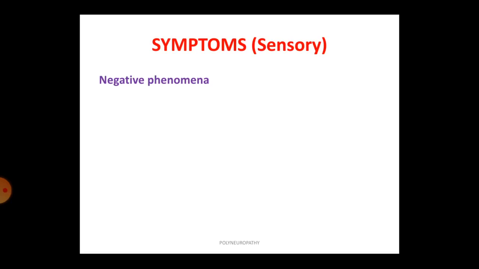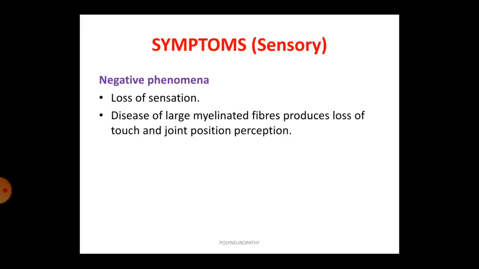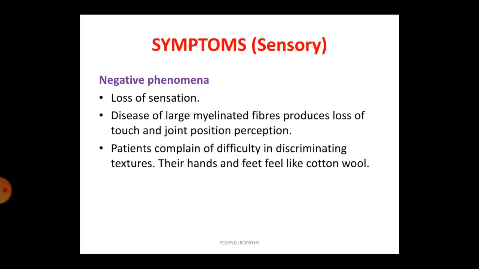Now, which are these negative phenomena? Loss of sensation. Definitely our nervous system is responsible for giving sensation, so if there is damage to our nervous system, the patient will have hypoesthesia, and in severe cases the patient may develop anesthesia also. Now, whenever the disease is of large myelinated fibers, there will be loss of touch and joint position perception, and patients may complain of difficulty discriminating texture with closed eyes. Whenever you put silky or rough material into the patient's hand, it will be difficult for the patient to feel the exact texture.